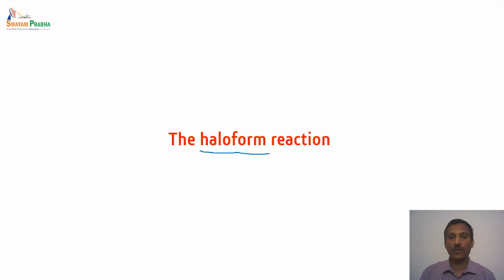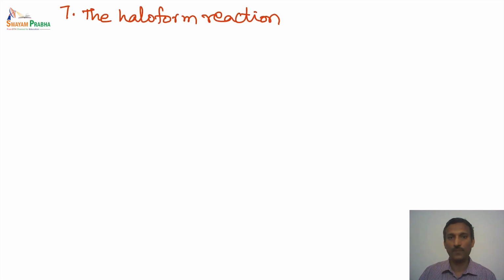So the last one we are going to study is the haloform reaction. This is the last method for the preparation of alkyl halides. This is a very specific reaction which is applicable only for a particular type of derivative, that is chloroform, bromoform, very simple haloforms only can be prepared by this method. This is not applicable for other substrates.